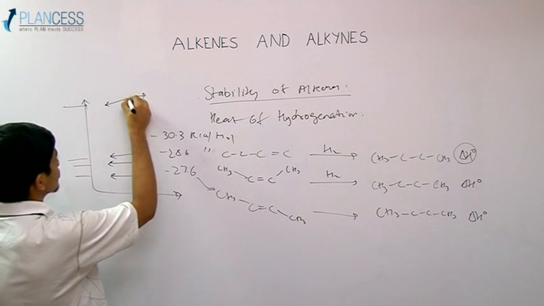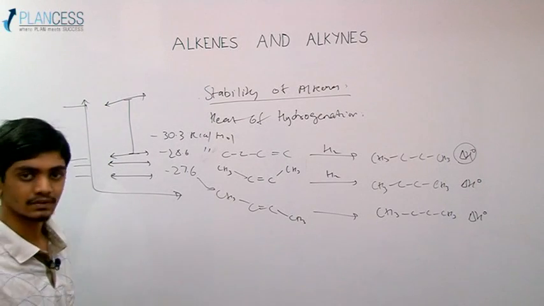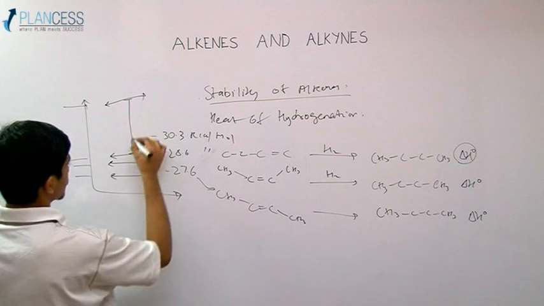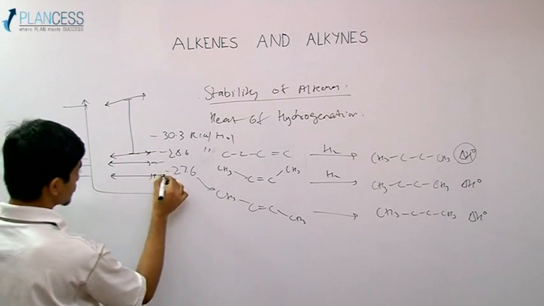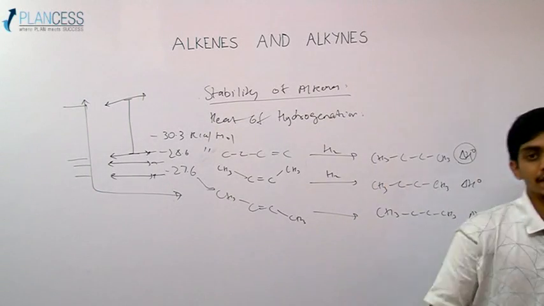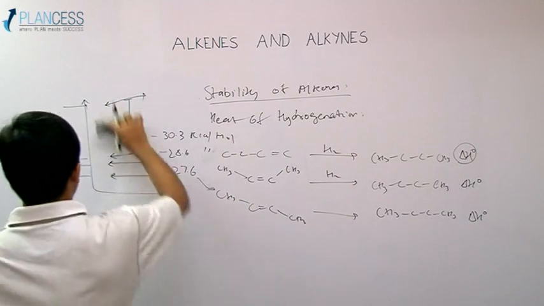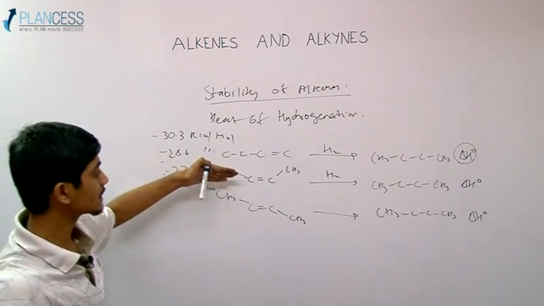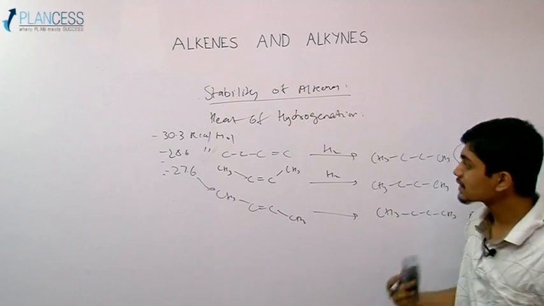Now see, this alkene is having the minimum distance, that means it is the most stable alkene, so this must be the trans one, this must be the cis one, and this must be the 1 butene. So you see that the lesser the heat of hydrogenation, the more stable the alkene will be. So trans alkene is the most stable compared to cis alkene, and the cis alkene is even more stable as compared to the 1 butene. So what is the general order?